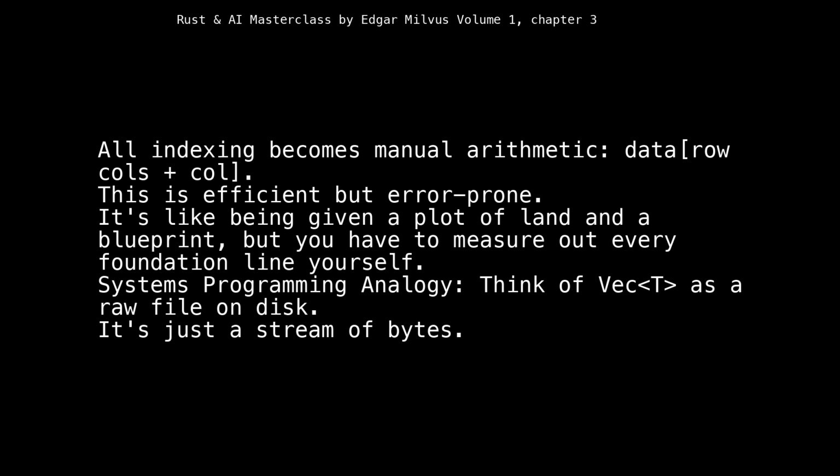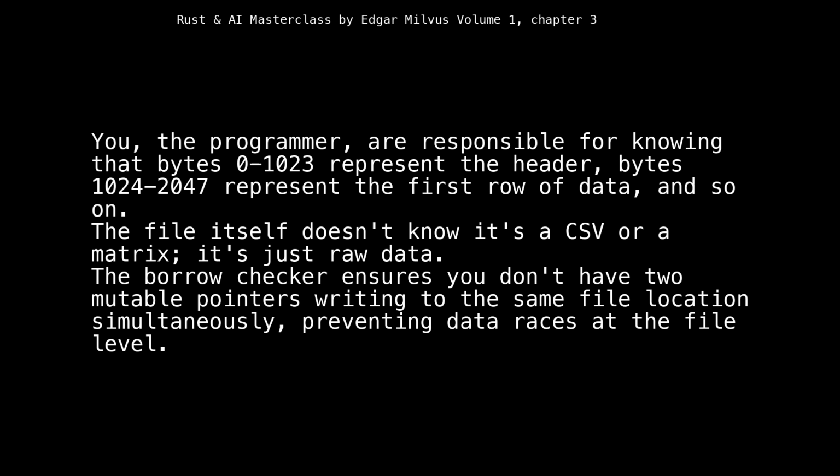Systems programming analogy: think of Vec<T> as a raw file on disk. It's just a stream of bytes. You, the programmer, are responsible for knowing that bytes 0 to 1023 represent the header, bytes 1024 to 2047 represent the first row of data, and so on. The file itself doesn't know it's a CSV or a matrix, it's just raw data.